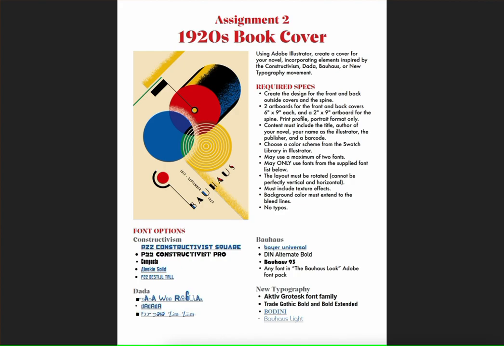The content must include the title, author of your novel, your name as the illustrator, the publisher, and a barcode on the back. You're going to choose a color scheme from the Swatch library in Illustrator. You may use a maximum of 2 fonts only. You may only use fonts from the list supplied below. The layout must be rotated. It cannot be perfectly vertical and horizontal. You must include texture effects. The background color must extend to the bleed lines and there can't be any typos.